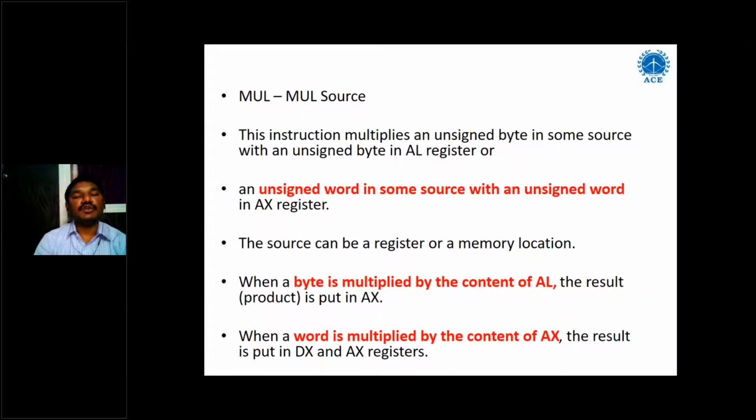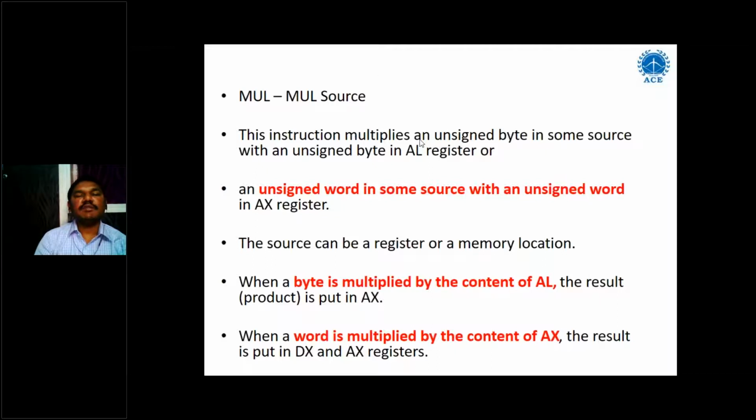See multiplication. This is the syntax of multiplication: MUL source. That's all. It does not have any destination. Why? Because we know that internally multiplication takes many steps, so to avoid that, they take only the source operand here.